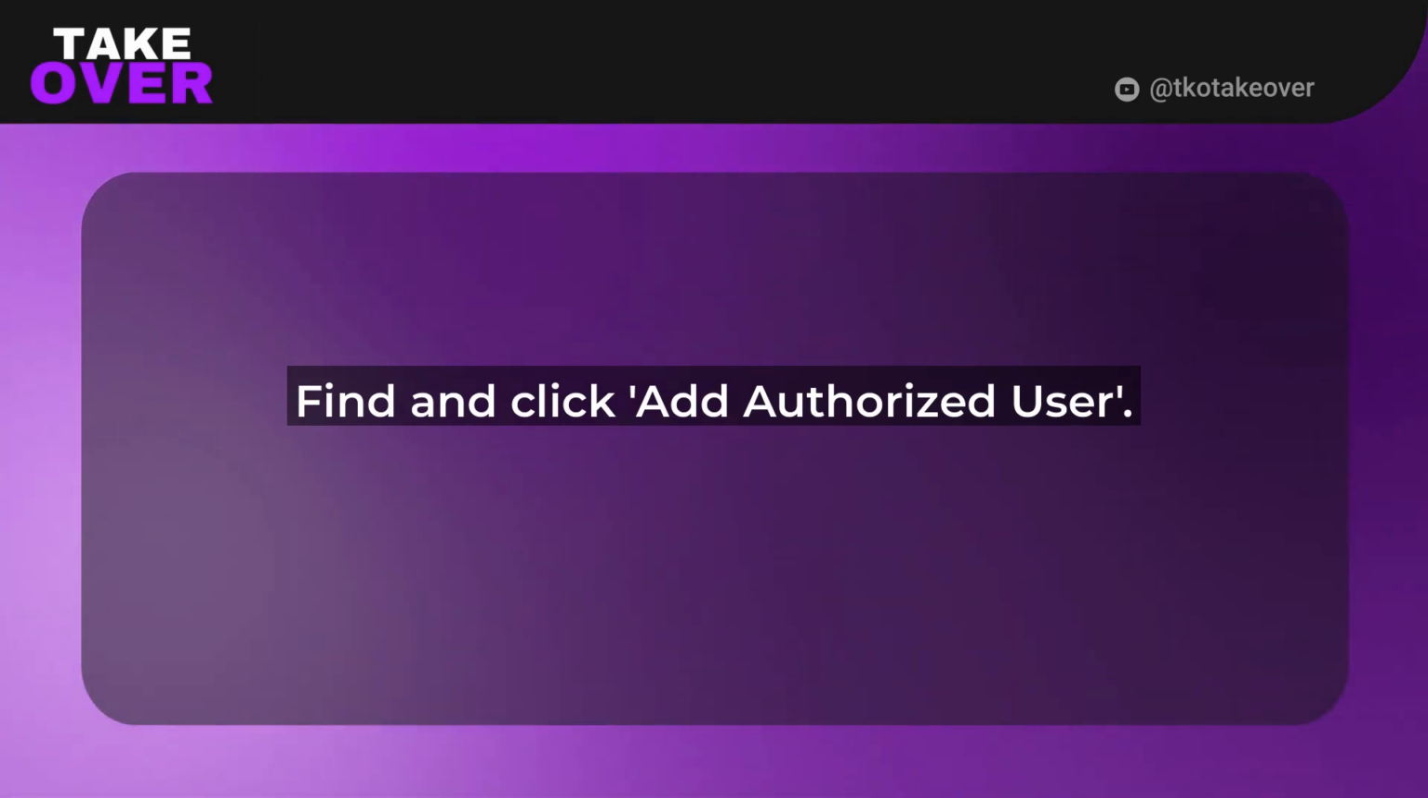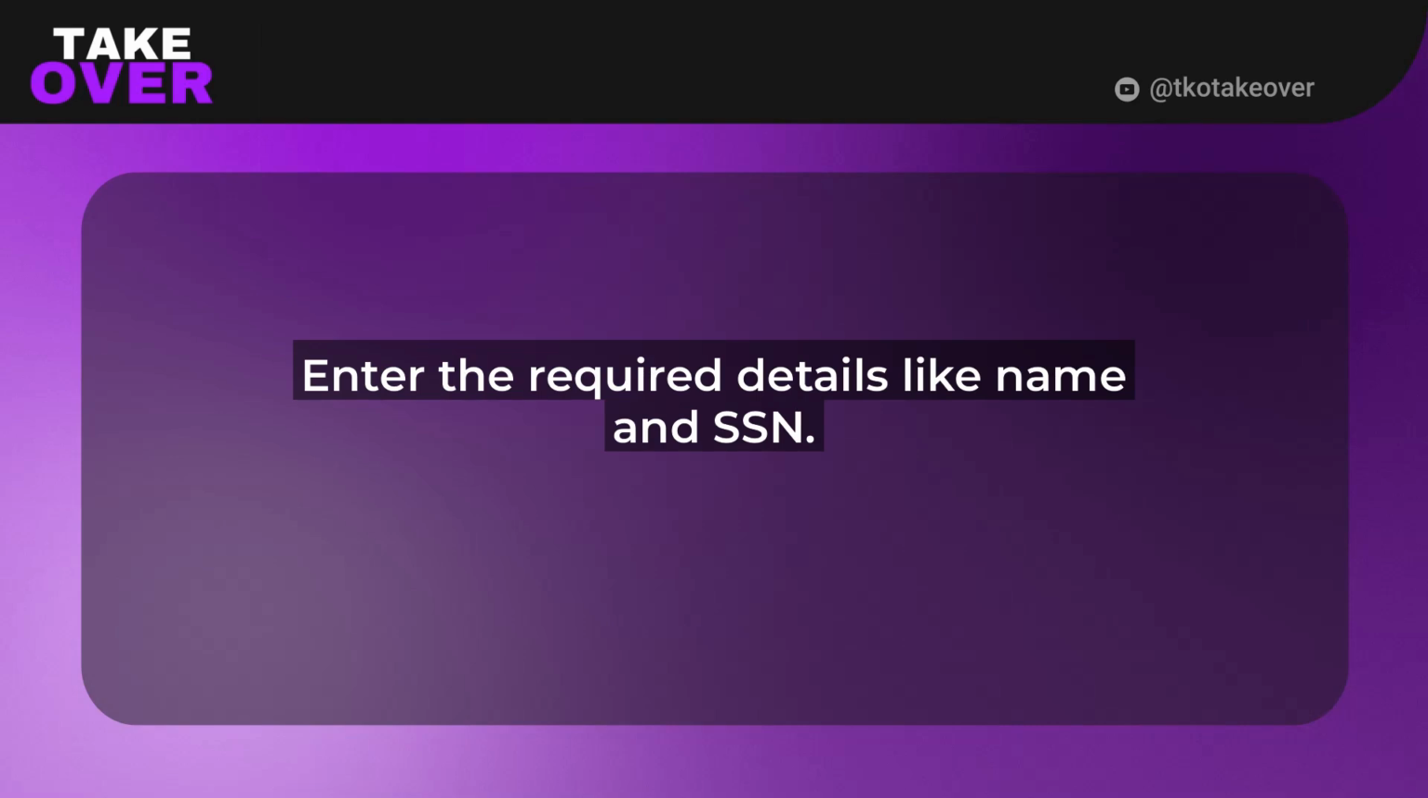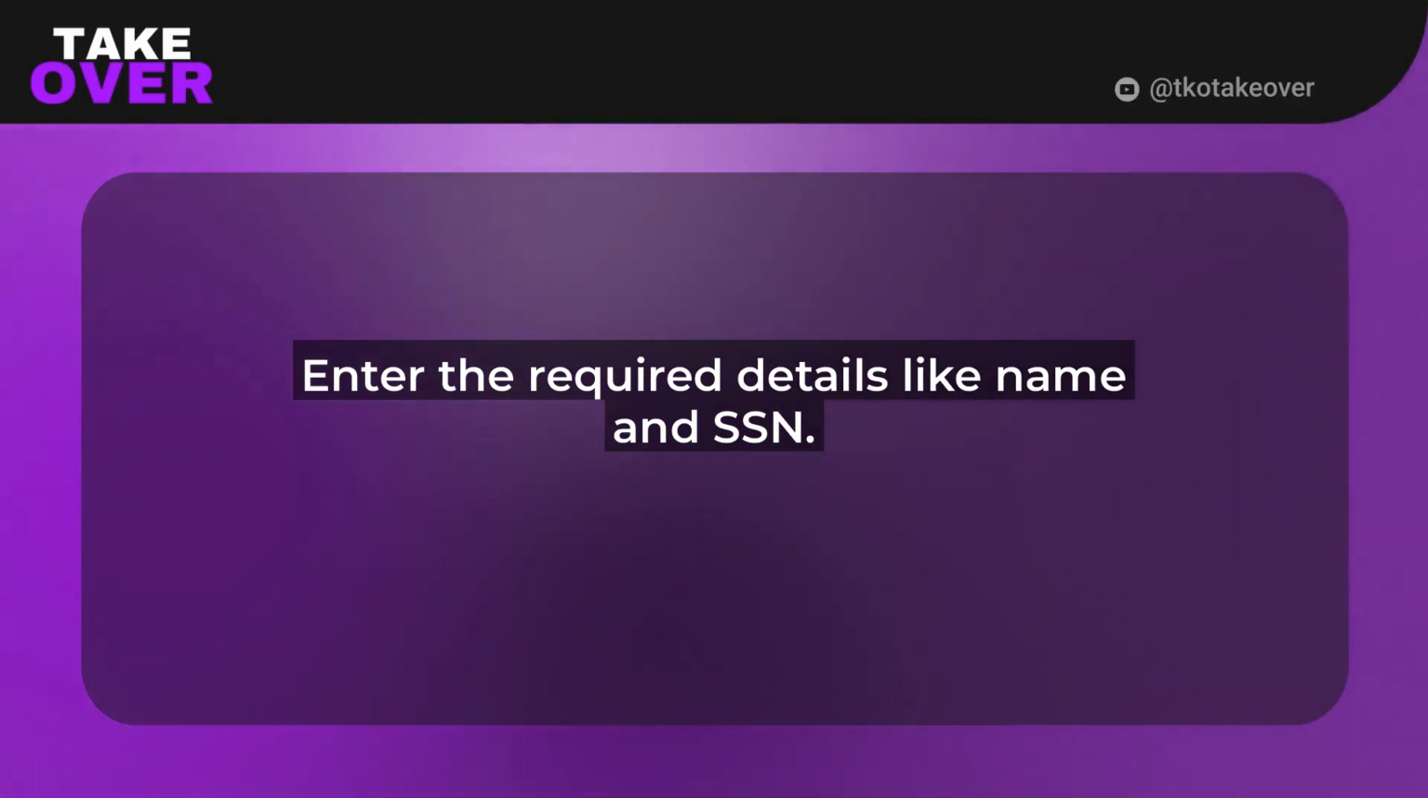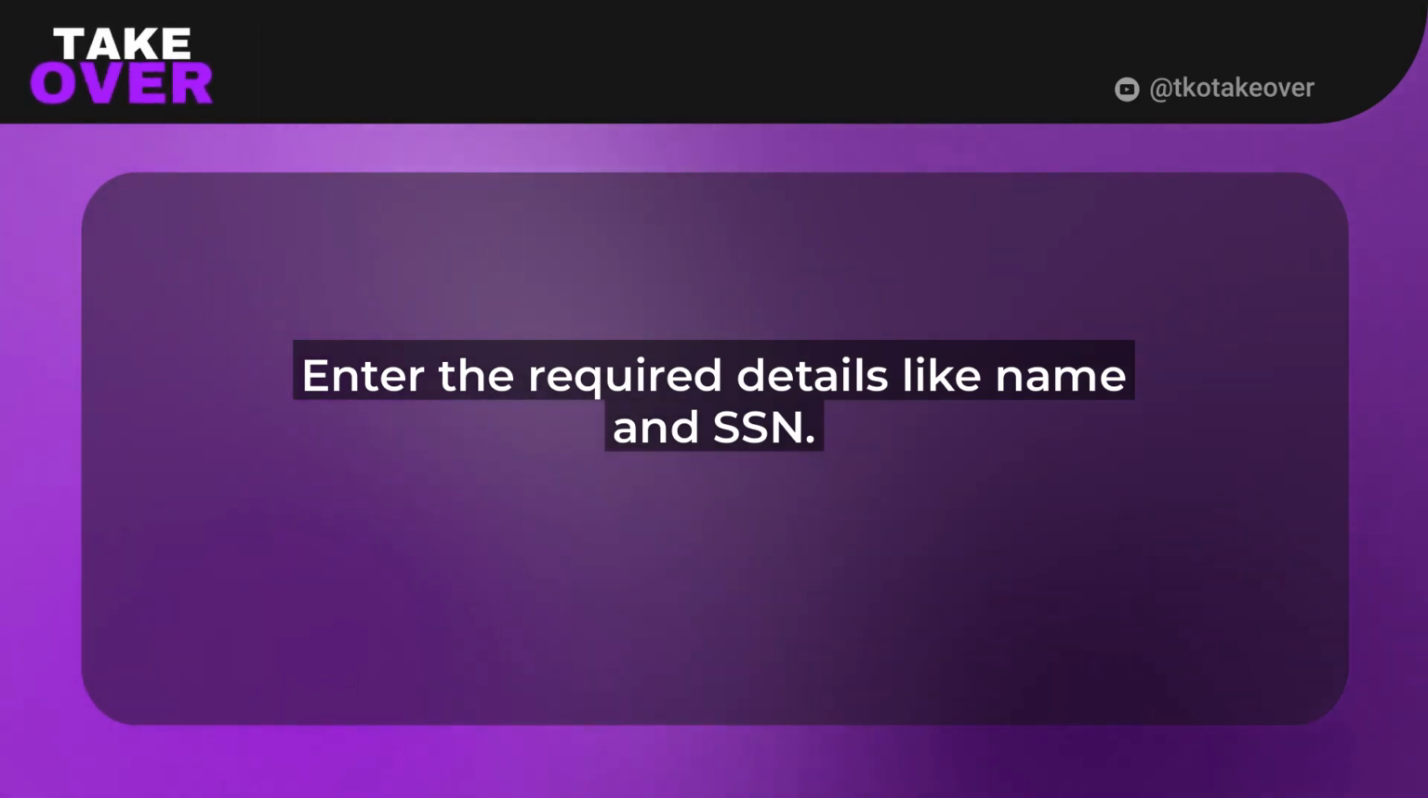Step 3. After entering the information, review the terms and conditions. Chase might ask you to confirm that you're authorizing this person to use the card, so read through it carefully. Once you're good, hit Submit. You might get an instant confirmation, or it could take a day or two for approval, depending on Chase's verification process.